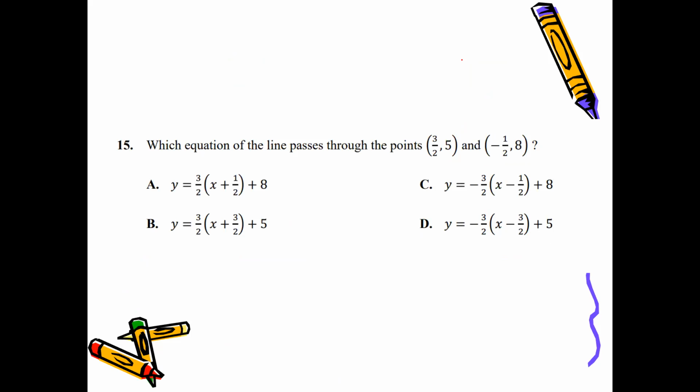All right, number 15, you guys, go ahead and take a moment, read the question, highlight the important information.